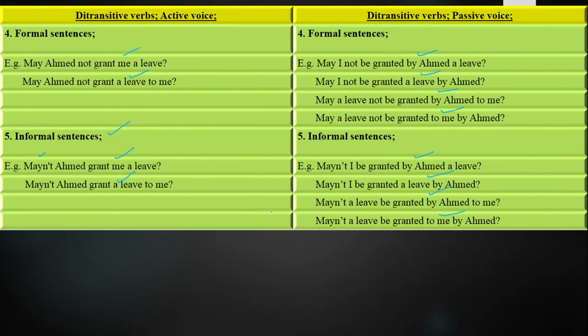So these are the sentences of the ditransitive verb "grant" from active voice into passive voice with the modal auxiliary verb "may". Hope you got today's lecture.